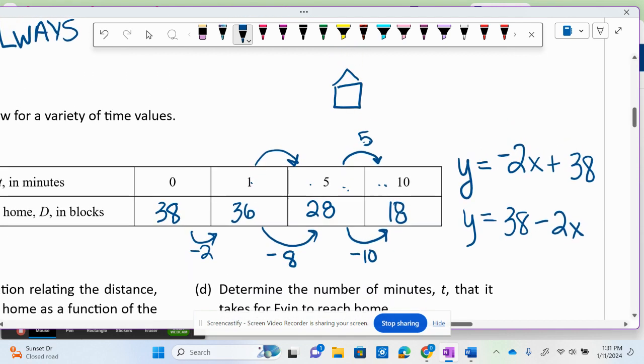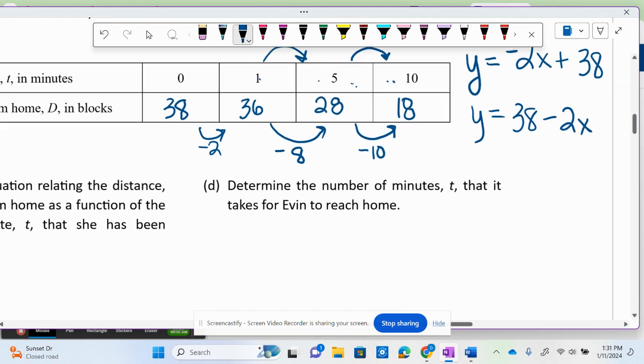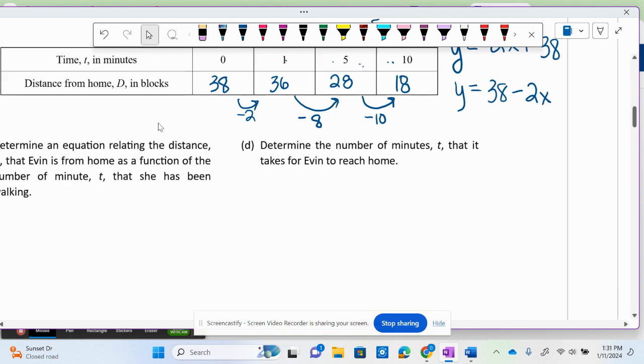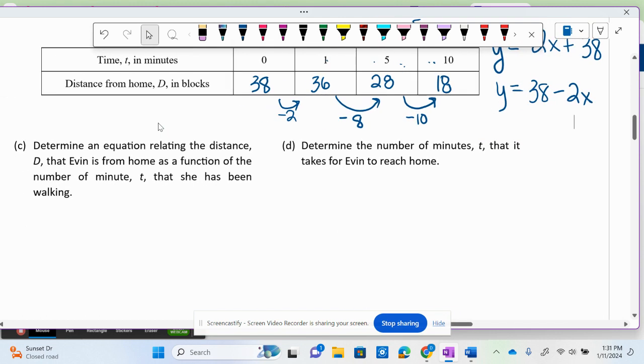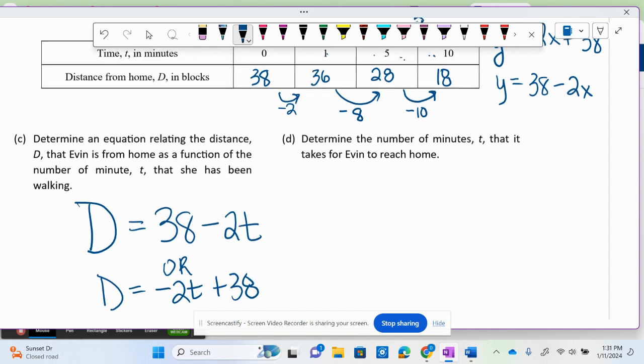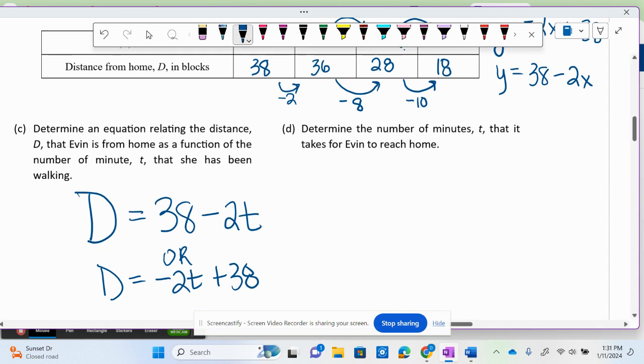Okay. So part C says, write an equation for that using D as your distance and T as your time. So instead of using Y, I'm going to use a capital D. And instead of using X, I'm going to use T. So I can write it like this, or I can write it like negative 2T plus 38. Either way, whichever way works best for your brain. They both mean the same thing. Okay?